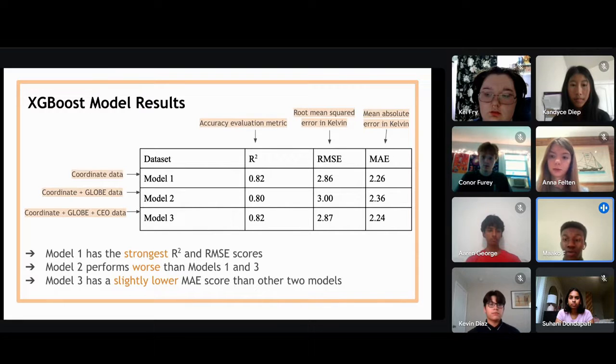The three XGBoost models saw a similar trend to the Random Forest models. Model 1 was the most accurate model by a slight margin, followed by Model 3 and then Model 2. The addition of Collect Earth Online data greatly reduced prediction error. Interestingly, Globe Observer data actually served as a bottleneck for Model 2's performance.